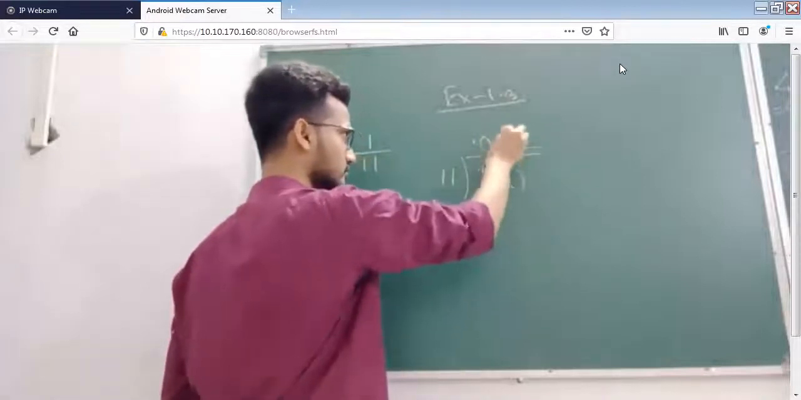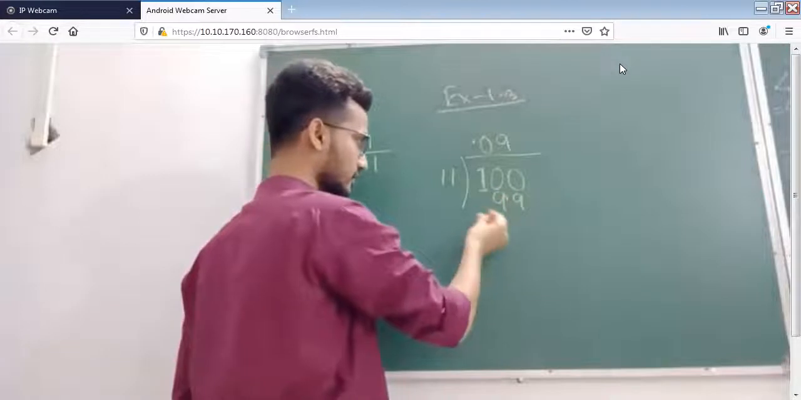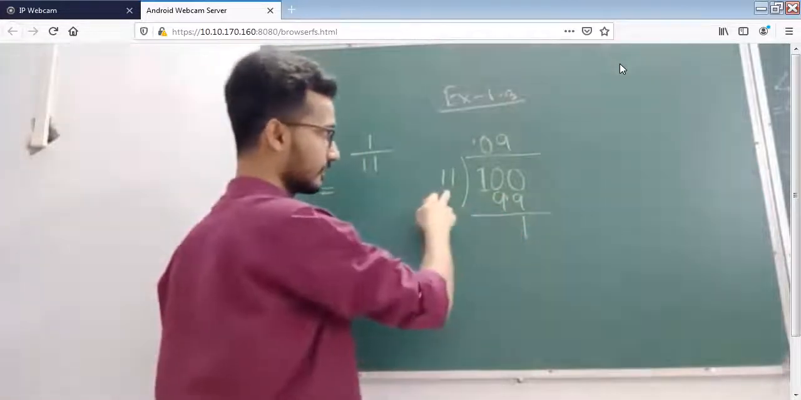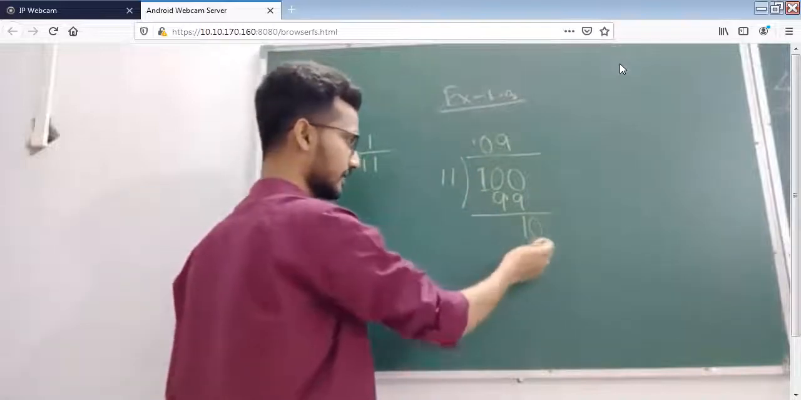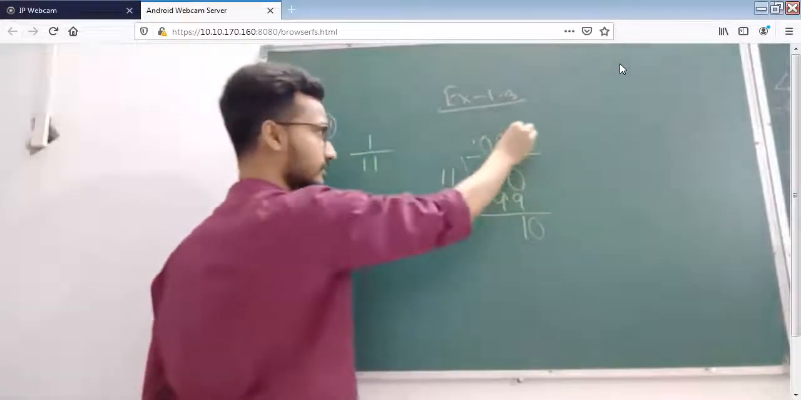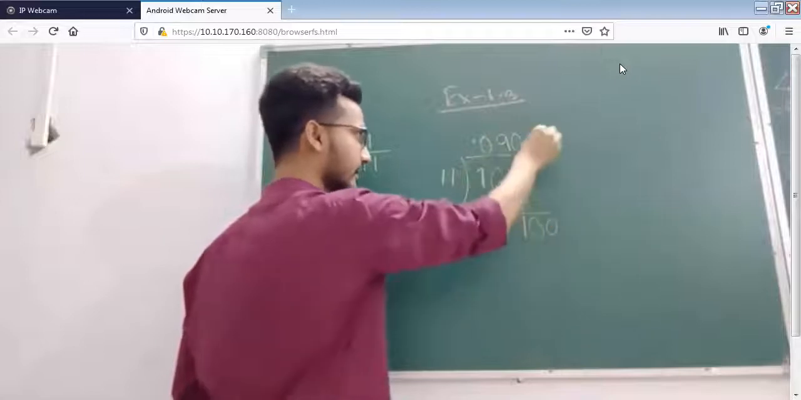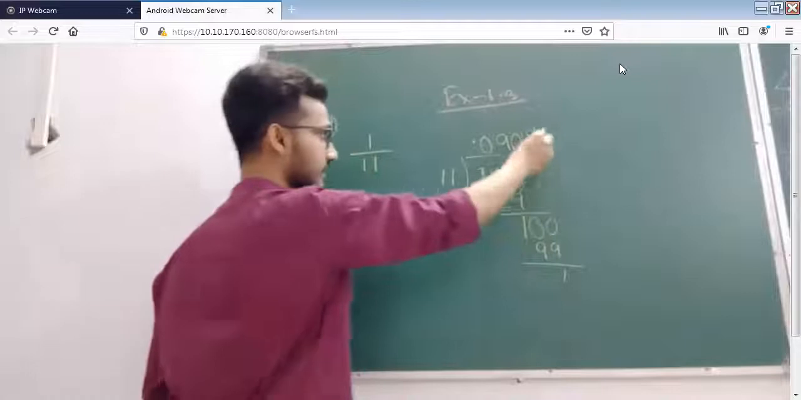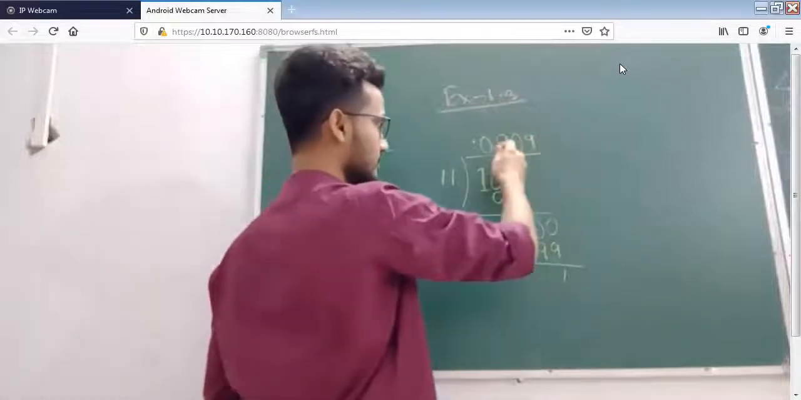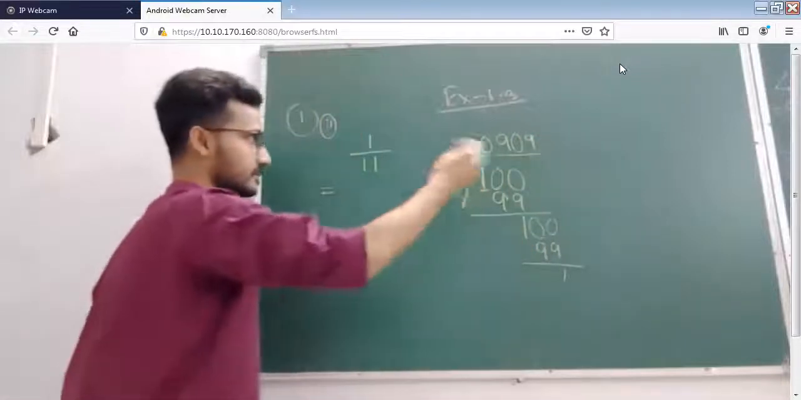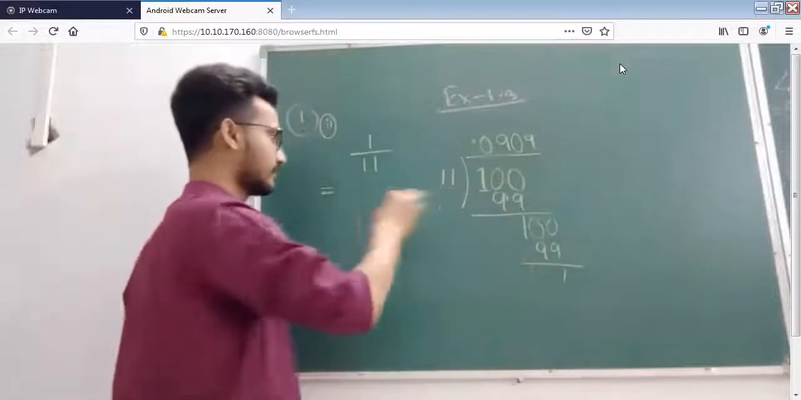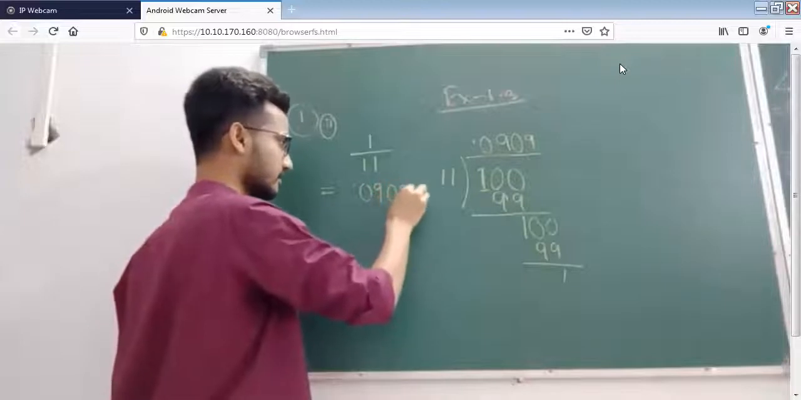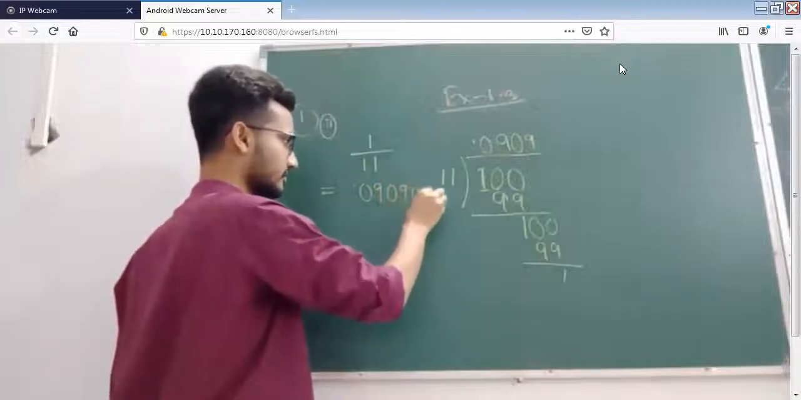So this is 99. Again the same, 1 is the remainder. Again 1 cannot be divided by 11. Decimal is there, so you can give 0. Again 10 cannot be divided by 11. So again you have to give a 0 and 0. And again 99, 1 is the remainder. So it will continue like this. 0.090909 up to infinity. So it will be like this. 0.0909, then again 09 up to infinity.